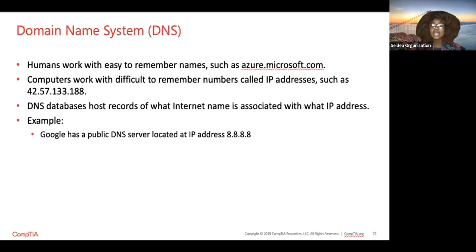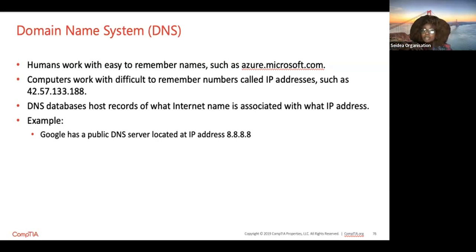So when we're looking at DNS, or domain name system, a good way to describe it is that it's a hierarchical and decentralized naming system for devices connected to the internet. So it's able to translate more intuitive domain names to IP addresses, which are numerical labels assigned to a device.